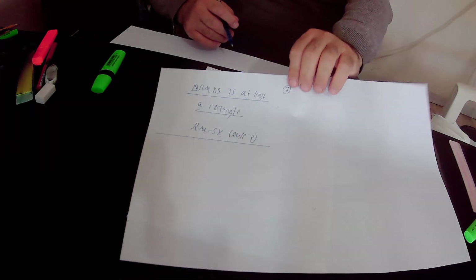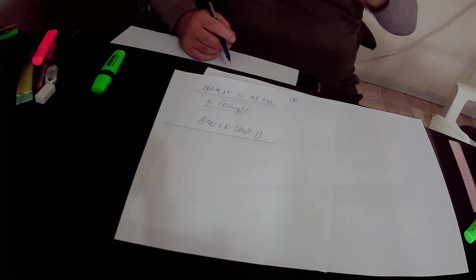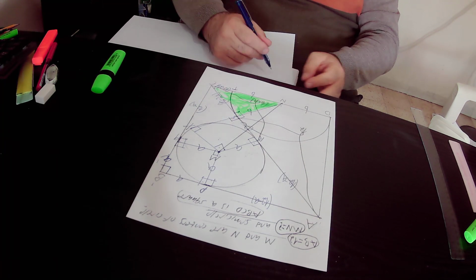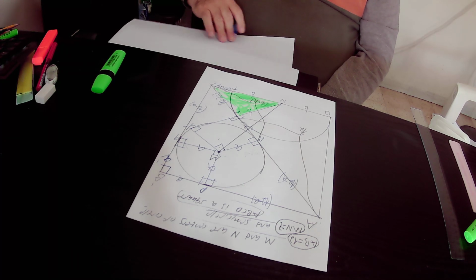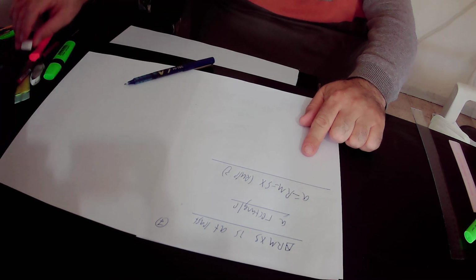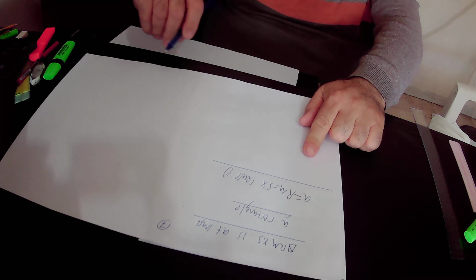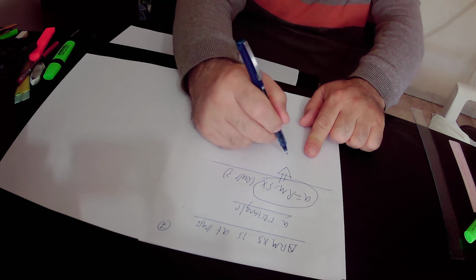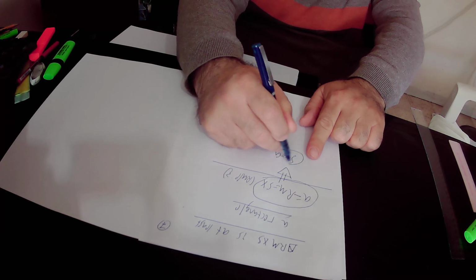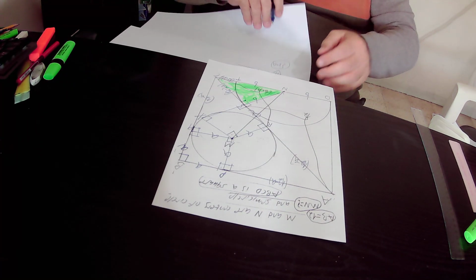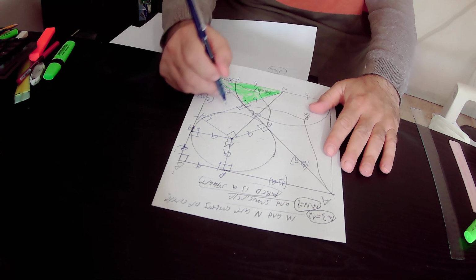In quadrilateral RMSX, RM equals SX according to rule number 3, that the opposite sides of a rectangle are equal to each other. But we know that RM equals A, the radius of the circle. So from this equation, A equals RM equals SX, we will derive that SX is also equal to A. So we can write here that SX equals A.